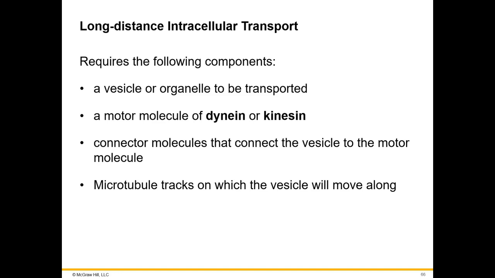So, long-distance intracellular transport, meaning getting a long distance across the cell, is going to require the following components. We're going to have a vesicle or an organelle, which is pretty much the material to be transported. And then a motor molecule, which will usually be either dynein or kinesin. And then we'll have a connector molecule that connects the vesicle to the motor molecule. And then those microtubule tracks, and that's what the vesicle is going to move along.